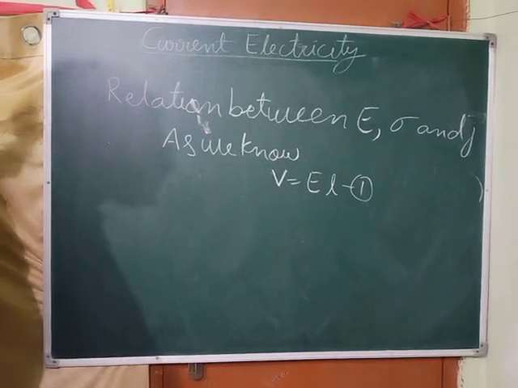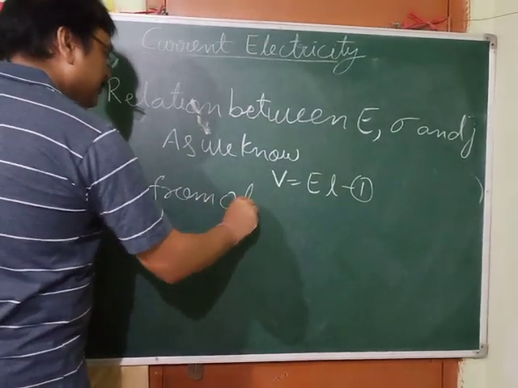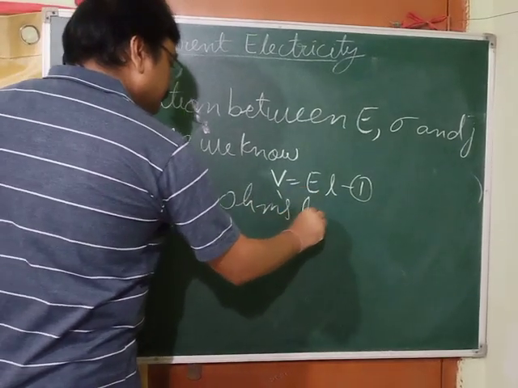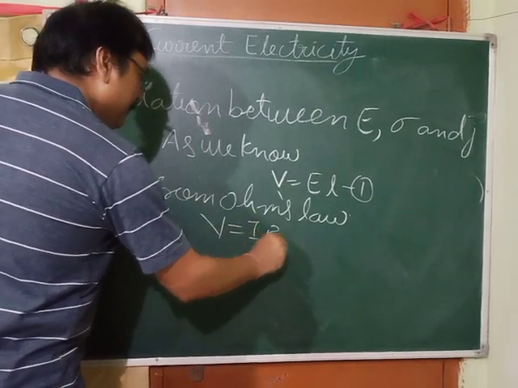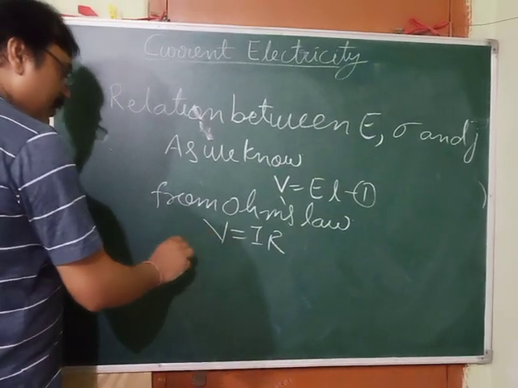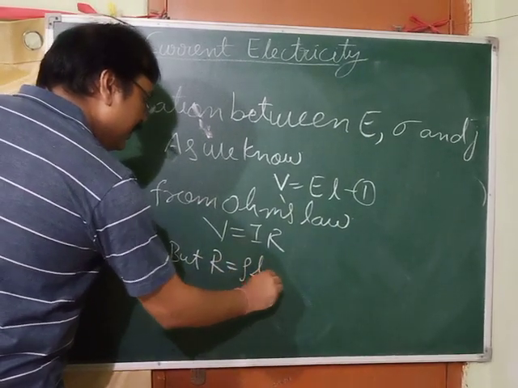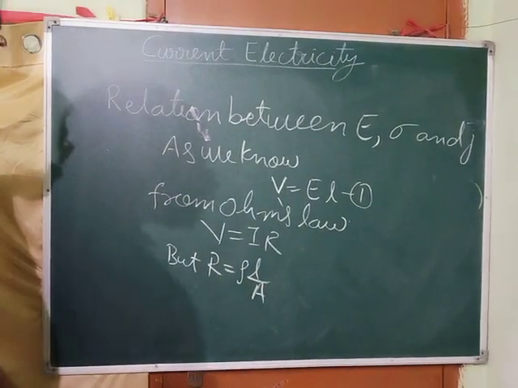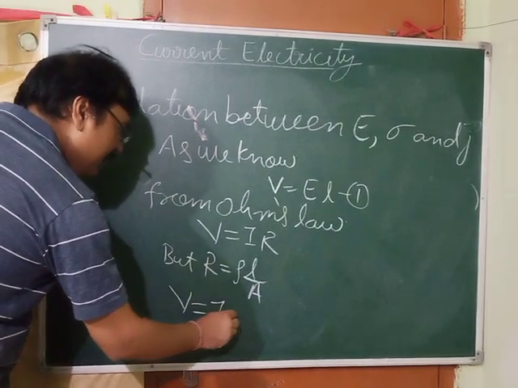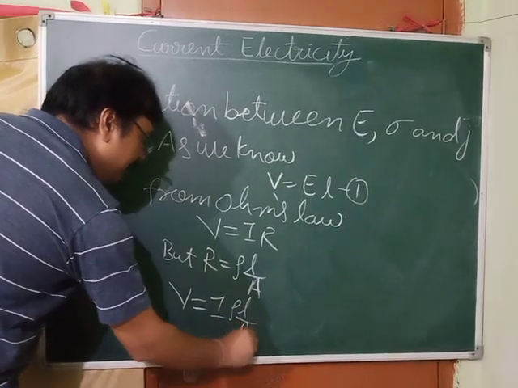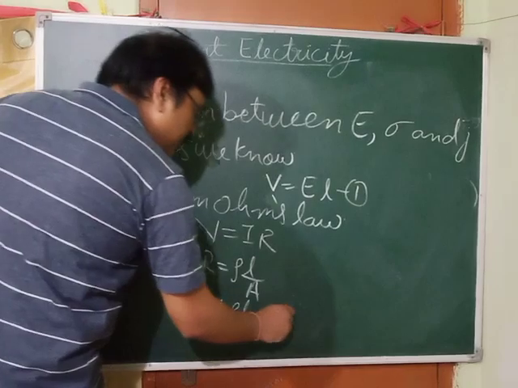After this, you will write from Ohm's law, V is equal to IR. But R is equal to rho L by A. Therefore, we will get V is equal to I rho L by A. Let us mark this equation number 2.